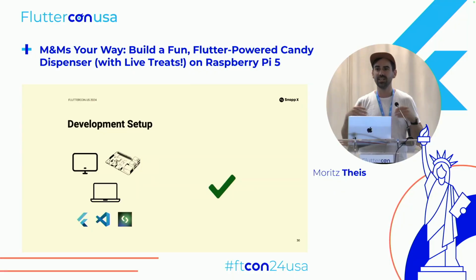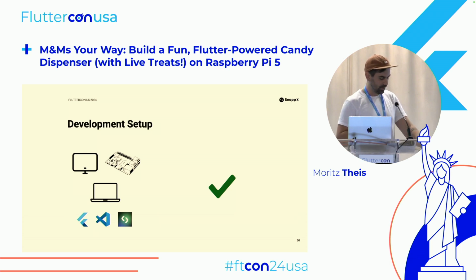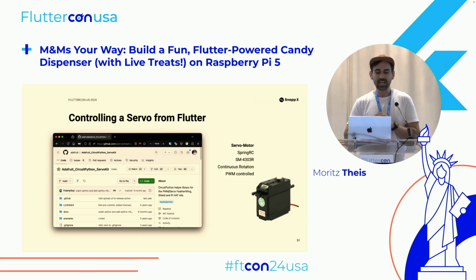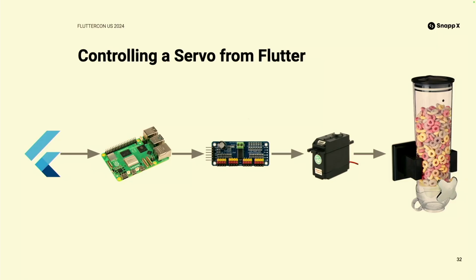So development setup, check. Now that we know how we can set up Flutter on our development machine, on the Raspberry Pi, and how we connect all of this, let's talk about the actual application. How do we get a servo controller turning something out of our Flutter application? So now let's see how we do that. Here, to have a better understanding, we have this very detailed architecture diagram of what we want to do.